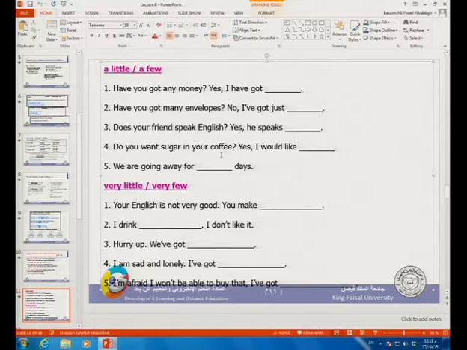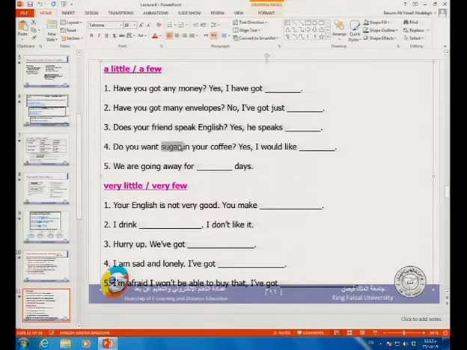Do you want sugar in your coffee? Yes, I'd like. I am asking about sugar or coffee. Now ask about sugar. Do you want sugar? So I'd like. Sugar, is it countable or uncountable? Uncountable. Then I should use a little. Do you have a little sugar? Yes, I'd like a little.